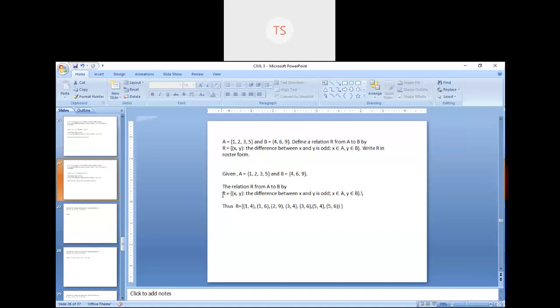Now if I ask you this relation R, if this form is given, what is the name of this particular form? Set builder form. So in set builder form, only the rule is given, but in the roster form the elements will be given.